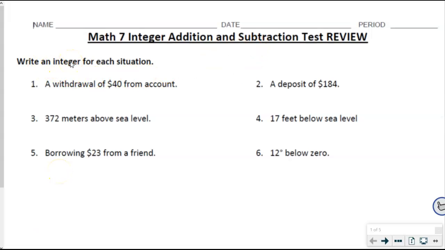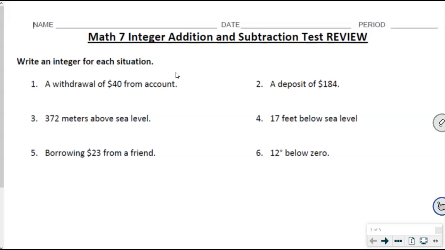What am I even supposed to be doing for these problems? What do the directions say? Don't just read the directions. What does it mean? Andrew. Nope. Write an integer doesn't mean explain. And that's why I'm glad we're making sure we read the directions and understand what those directions mean. When it says write an integer for each situation, what does that mean?